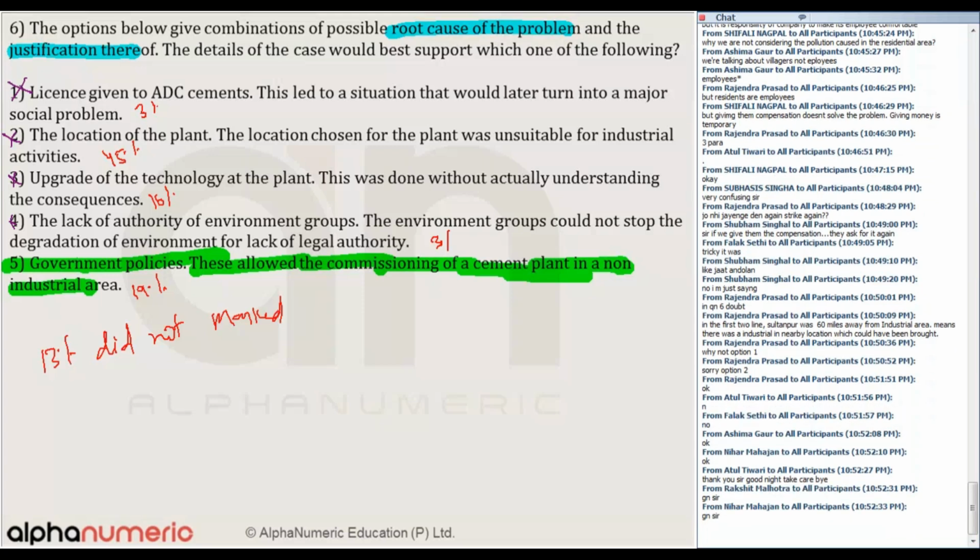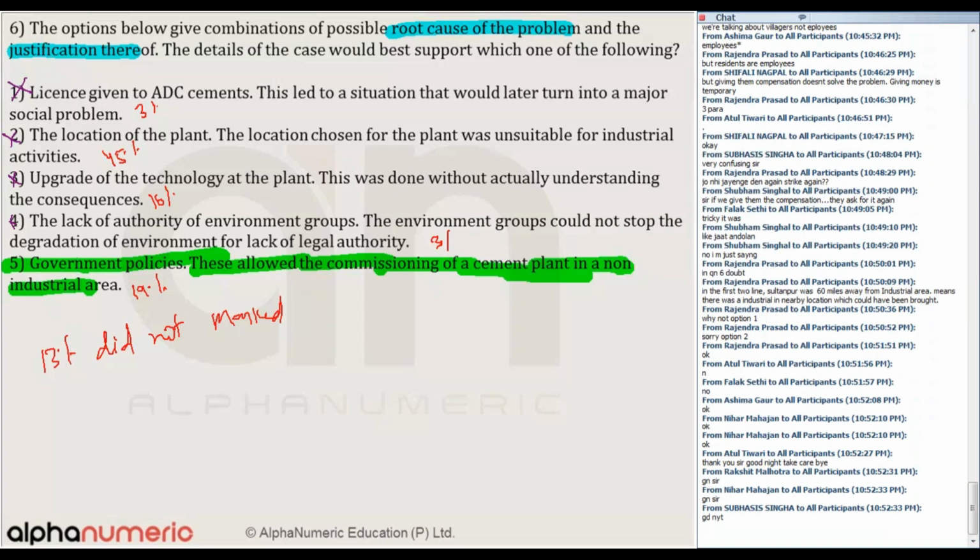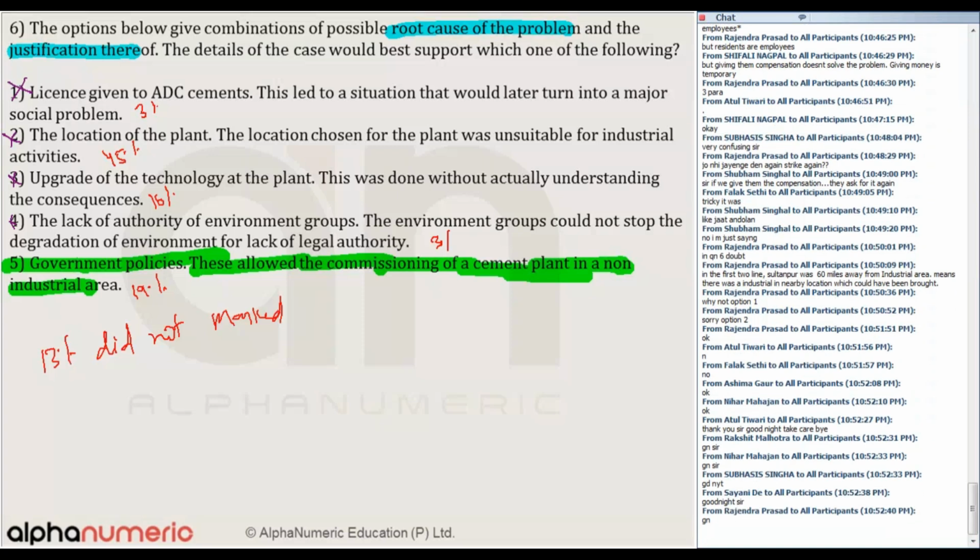Remember one thing, it's a confusing section, decision making, and a lot of discussion is needed. So that's why I keep saying participate in the discussion. Each one of you should participate in the discussion.